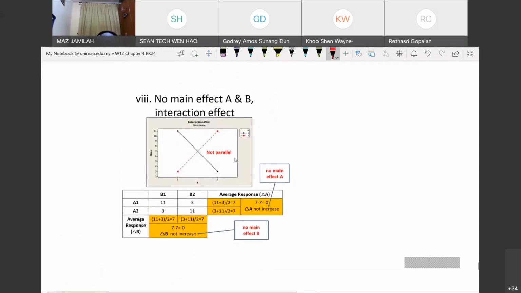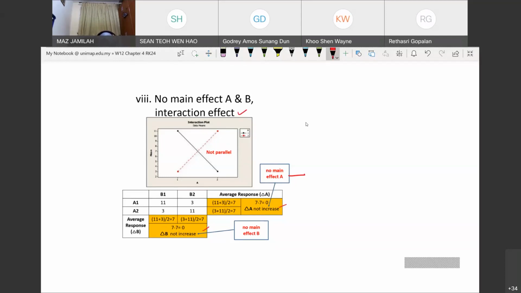And last but not least, there is no effect of A and B. Both do not increase or decrease, but they are not parallel. So there is an interaction effect, meaning that the main effects A and B only interact to give an effect to the response variable. But if the main effects were used independently, they would not be significant because there is no main effect of A and B.